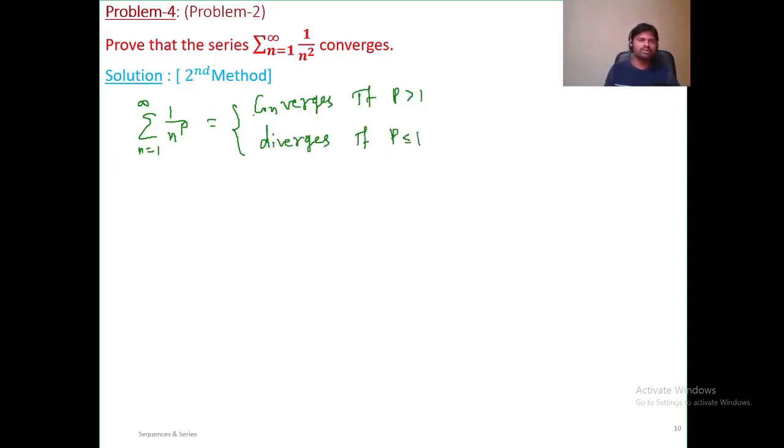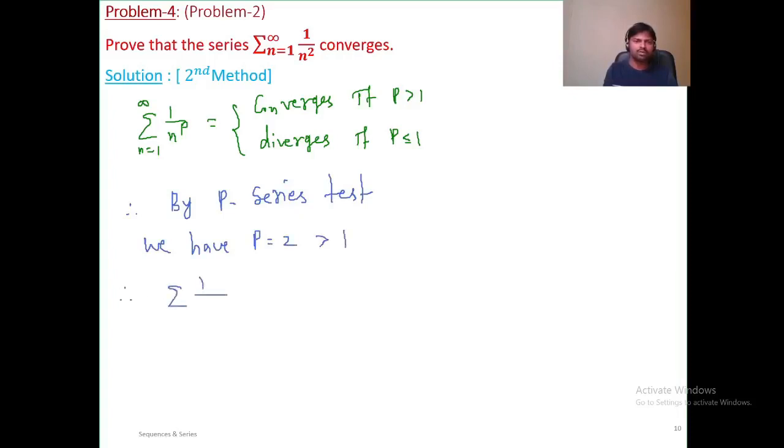So according to this statement, exactly this one is in that format only, right? 1 over n square. So instead of p, what you are having? 2. So therefore, by the p series test, we have p equal to 2 here, which is more than 1. So therefore the series 1 upon n square, where n is running from 1 to infinity, converges.